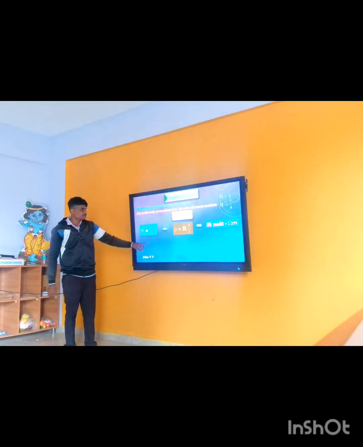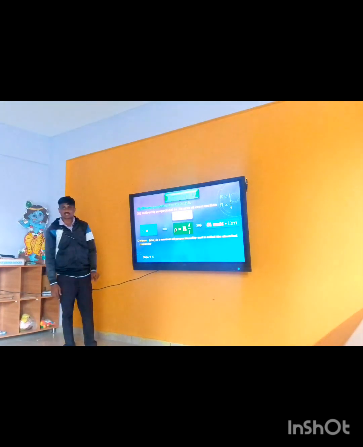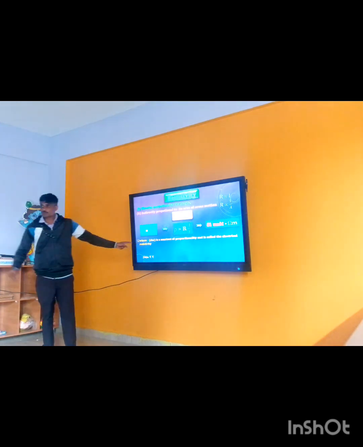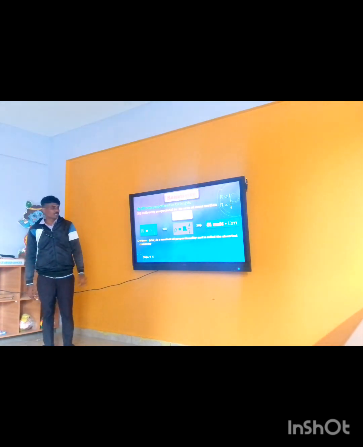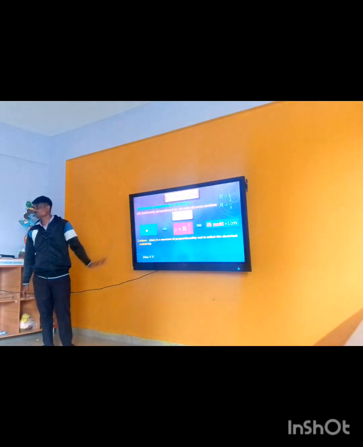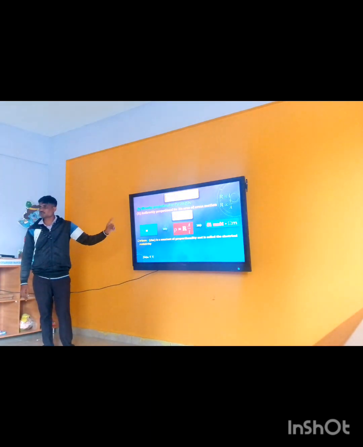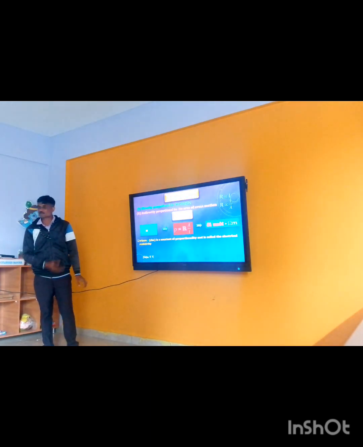Very clearly understand this. Rho, I already told you, this symbol is rho. Rho is a constant of proportionality, called the electrical resistivity. Is it clear?